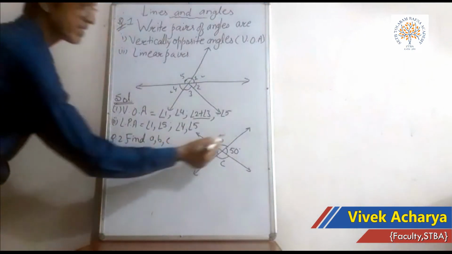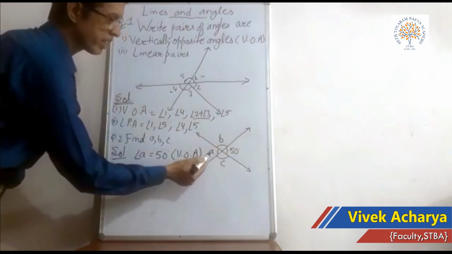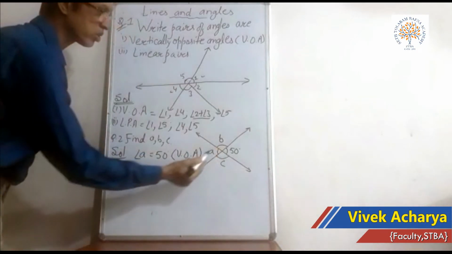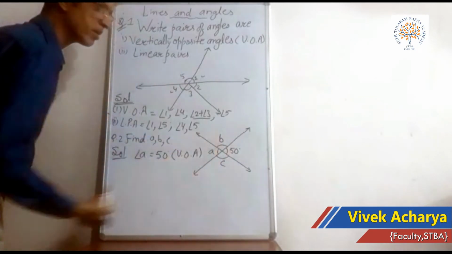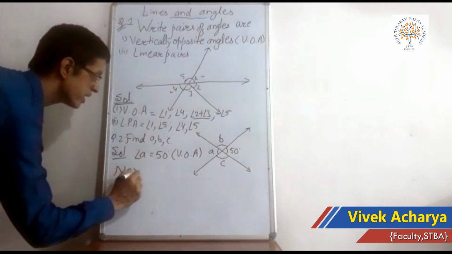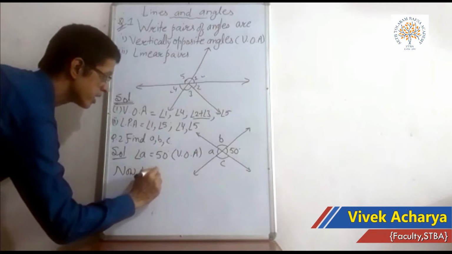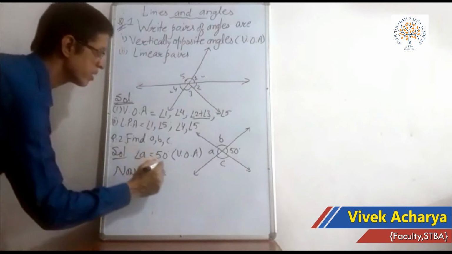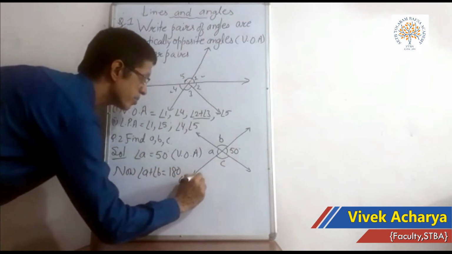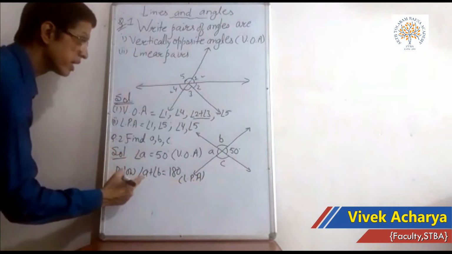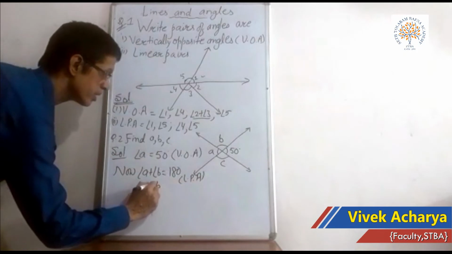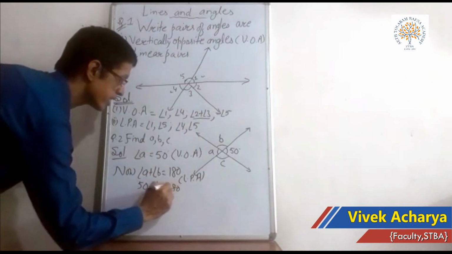Now, this is a straight line. Angles A and B are linear pair angles. The two angles forming on a straight line are called linear pair angles. So you will say angle A plus angle B are linear pair angles, and we know that the sum of linear pair angles is equal to 180 degrees. LPA, linear pair angles. Now, angle A is already 50, so 50 plus angle B is equal to 180 degrees.